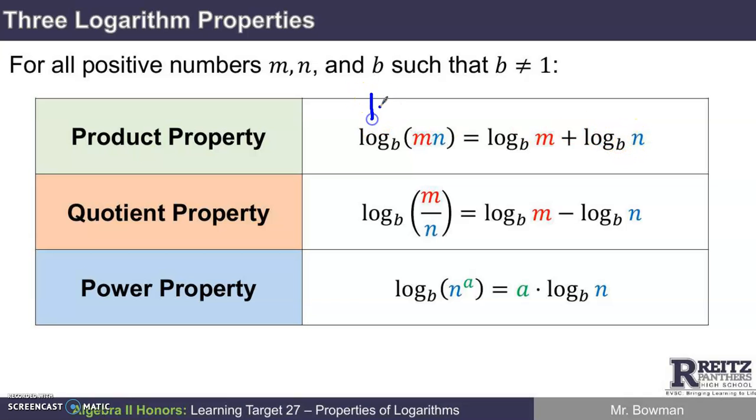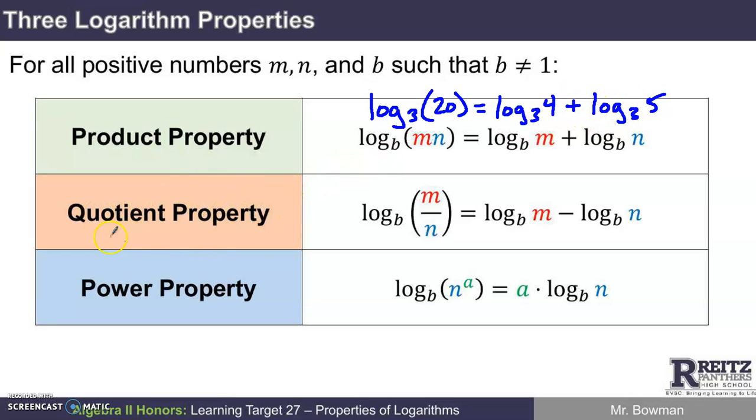Here's just one example of the implications of that. Log base 3 of 20, which could be written as a product of 4 and 5, is absolutely the same as log base 3 of 4 plus log base 3 of 5. If I can write the input to a log as a product, I can write that same log as a sum of two logs with the same base, using each of those factors as the input for the logs given.